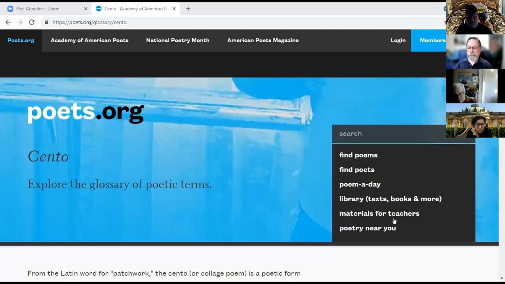Okay, I'll bring up the poets.org page. That means I need a screen share. Come on. Trying to make the left fingers cooperate with the right fingers. There we go. Okay, so there's the poets.org page. So for the cento, is that something I just click on? Or maybe it's covered down here.